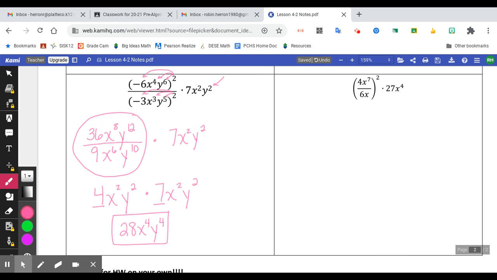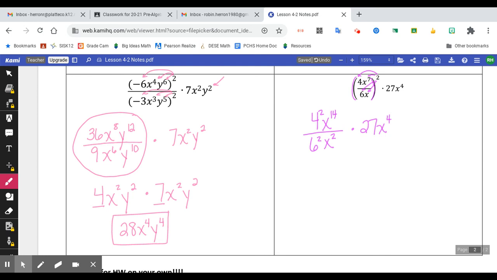So this last one, again, pulls in all of these and even shows us something a little bit different. If you notice now, this 2 on the outside is on the outside of this entire set of parentheses, which means this guy has to go and be distributed to the top of this and the bottom down here. Okay, so let's get that taken care of first. We've got 4 squared and then x to the 14th over 6 squared x squared, right? Times 27x to the 4th. I haven't even touched that part yet.